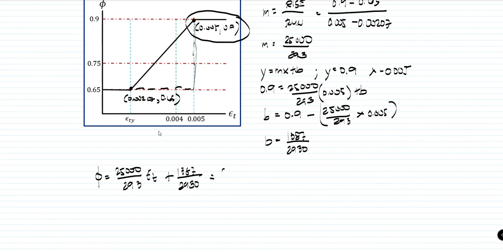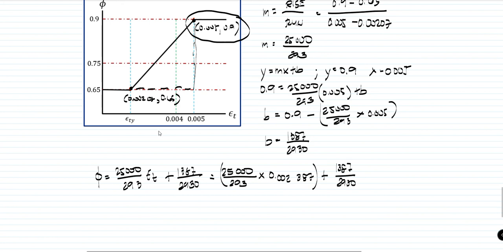So, that will just be equivalent to 25,000 divided by 293 times the epsilon sub t which is 0.002387 plus 1387 over 2930. Our reduction factor now will be equivalent to 1587 over 2344. Ito na ngayon yung ating reduction factor.